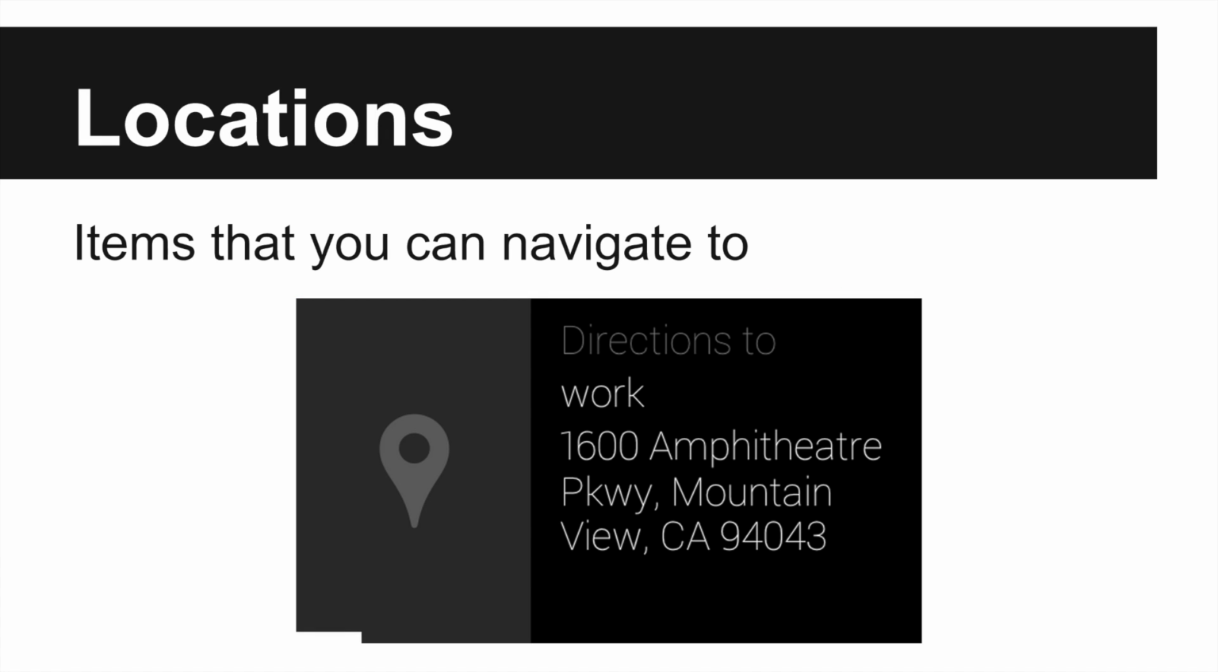Okay, next we're going to talk about locations. Locations do one of two things. You can push a location to Glass, which would be something you would do for navigation, which is this example here. Or you can request the user's location from Glass via a subscription.